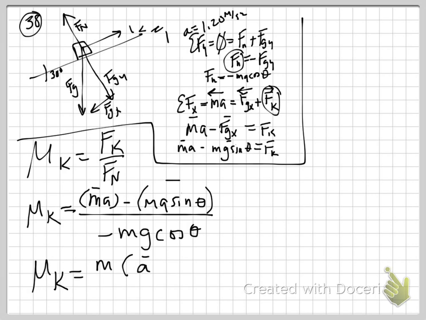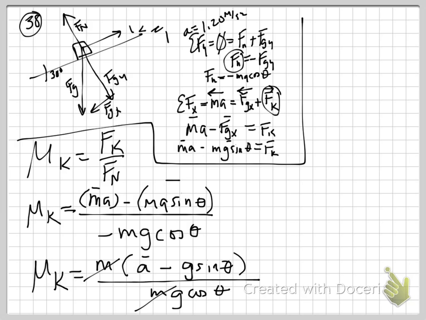Minus g sine theta over mass, gravity, cosine theta, and then we just cancel the mass. So we have acceleration, which we're remembering as a negative because it's down the slope. It's in what we're calling a negative direction in terms of Cartesian coordinates. So negative acceleration minus g sine theta over g cosine theta.